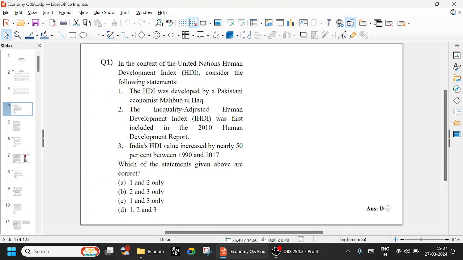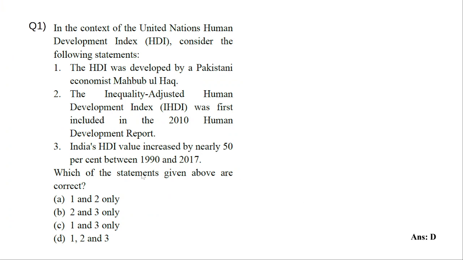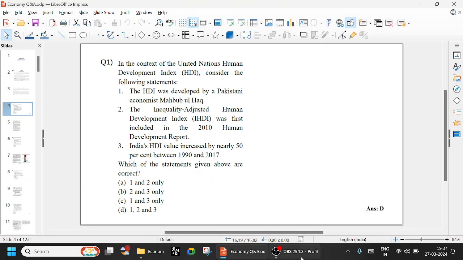So you can see that all three are correct. The answer will be D, that means all three are correct. Try to remember these things. HDI was developed by Mahbub ul Haq, and Amartya Sen was also involved. The inequality adjusted HDI, IHDI, was included in 2010. And the HDI value increased by nearly 50% between 1990 and 2017.